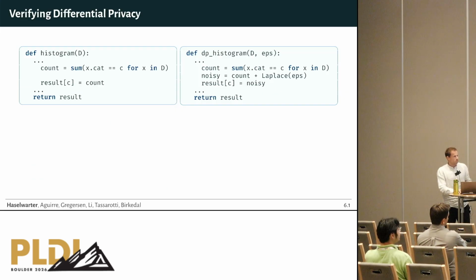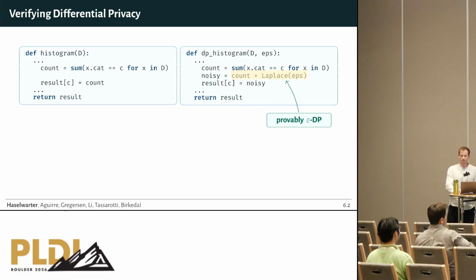OK, so we know how to implement this. We have our histogram program, and we add some noise to the counts. We know that that's epsilon differentially private. We just saw the curve that proves it. And we add the noise to all of the counts. So the final result is also epsilon differentially private. So we're good, right? Well, not quite.